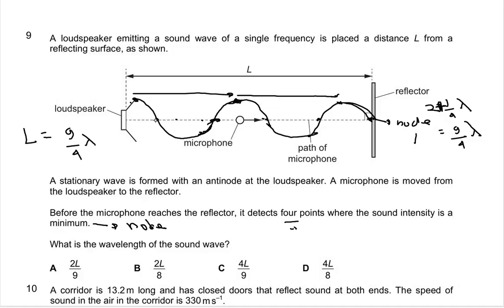And then what is the wavelength of the sound? So the wavelength is equal to, we just do a simple mathematical operation. So we switch, 4/9 L. The answer is C.